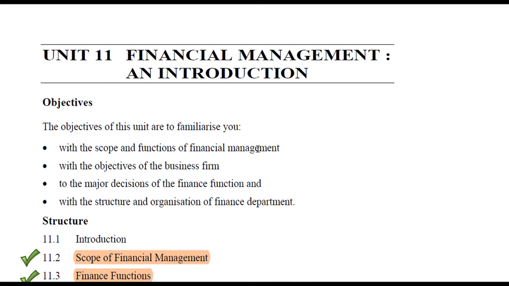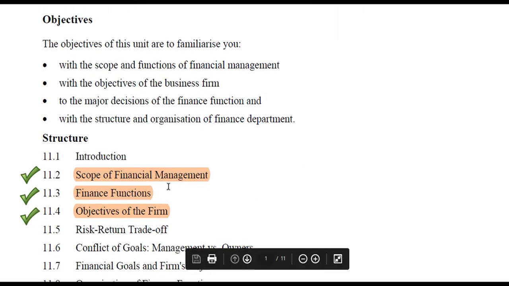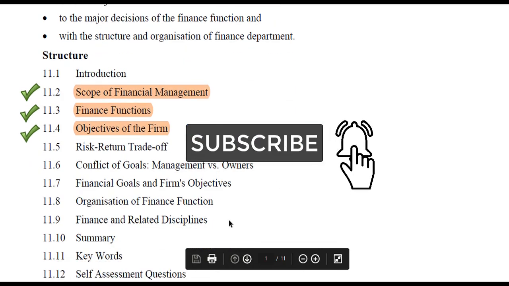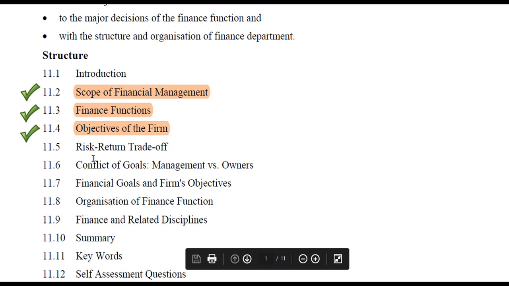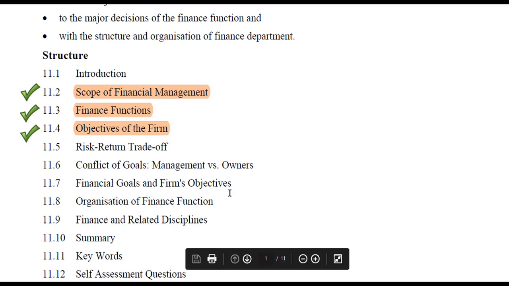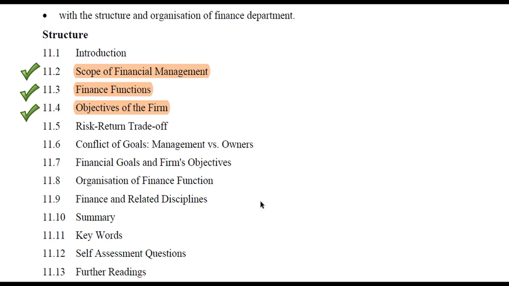We are doing unit number 11, Financial Management and Introduction. In the previous video, we have covered scope of financial management, finance functions, and objectives of the firm. In this video, we are going to cover the remaining topics: risk-return trade-off, conflict of goals between management and owners, financial goals and firm's objectives, organization of finance function, and finance and related disciplines. These are the other topics in this chapter.